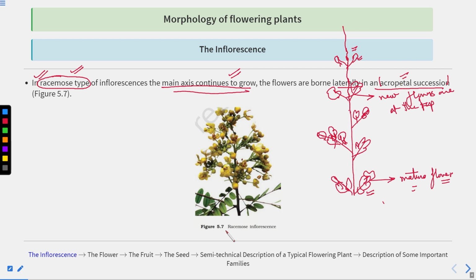And we see the acropetal succession in the racemose type of inflorescence. So you must remember these things: the main axis continues to grow, the flowers are borne laterally, and the third thing is that the flowers are present in an acropetal succession.